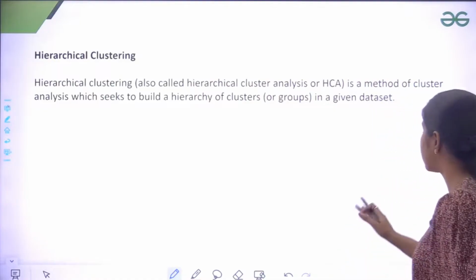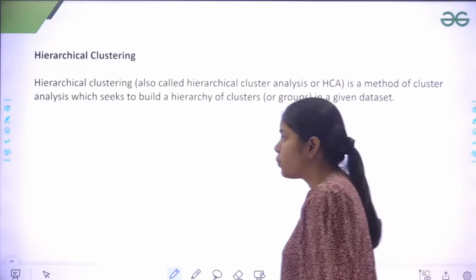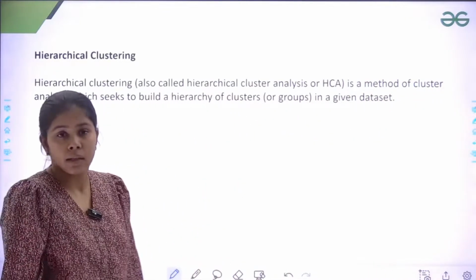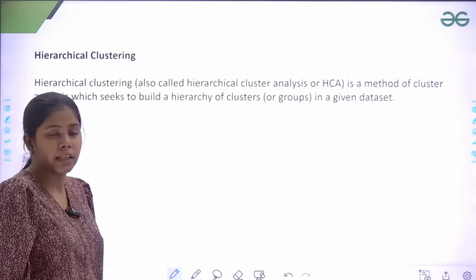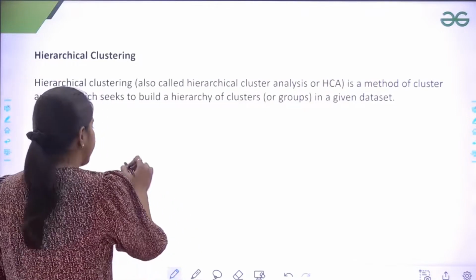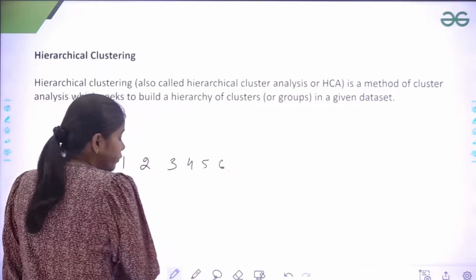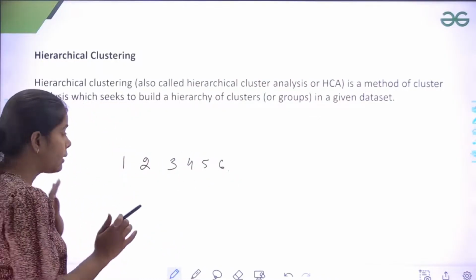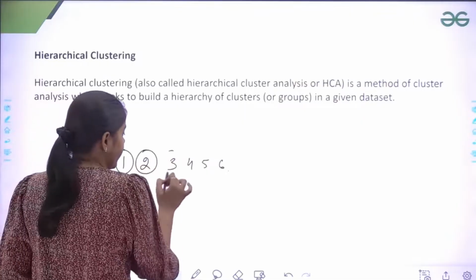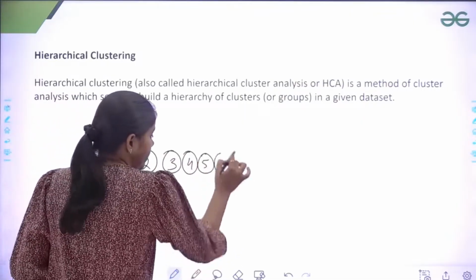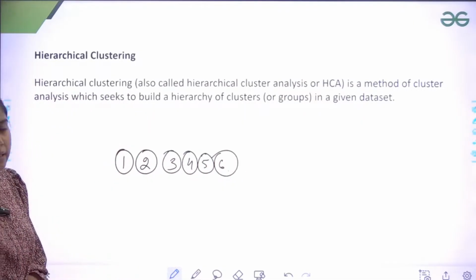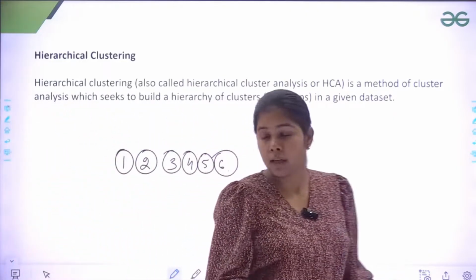Hierarchical clustering is a method of cluster analysis which seeks to build a hierarchy of clusters in a given data set. So let's suppose I have given 6 points, 1, 2, 3, 4, 5, 6. I'll take these 6 points as 6 clusters at the start, right?